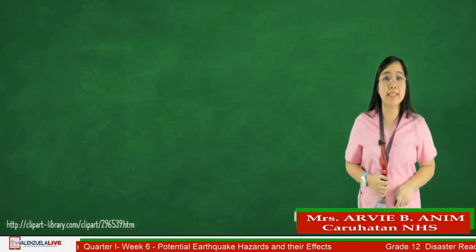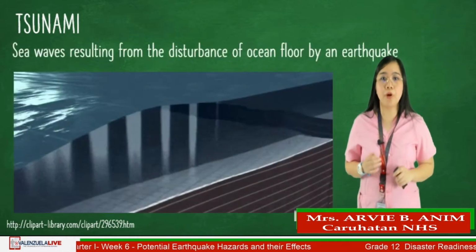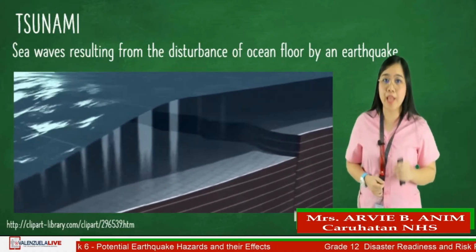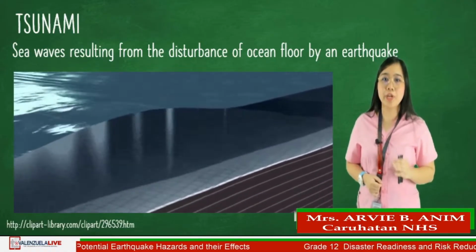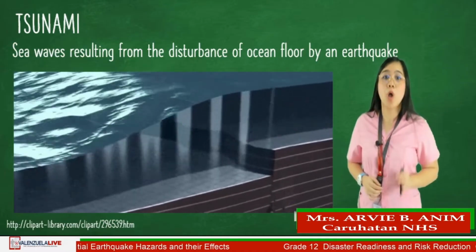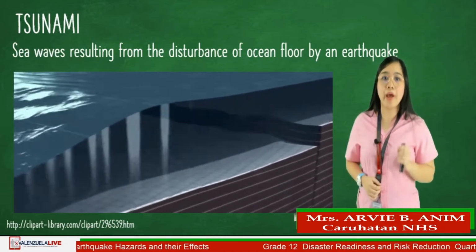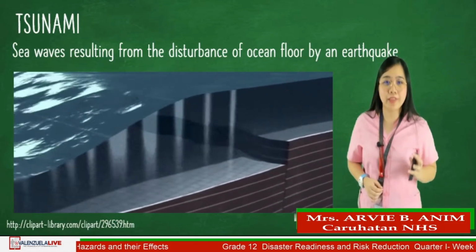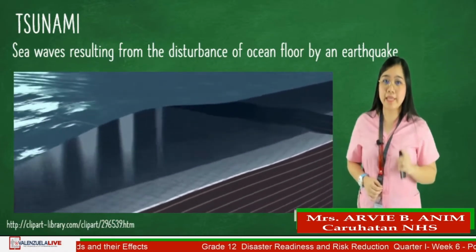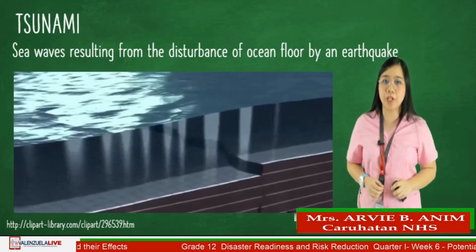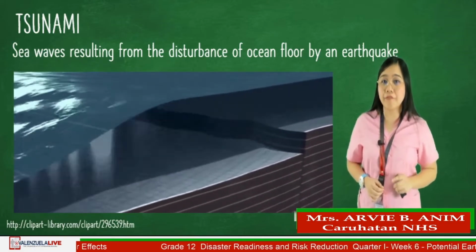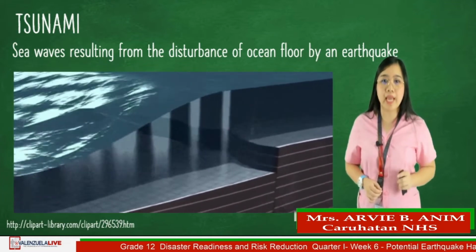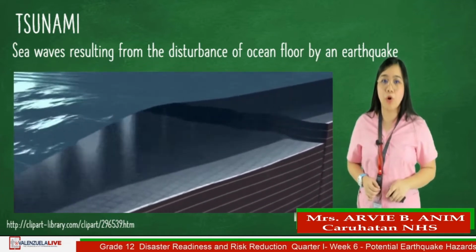The third one is the sea waves resulting from the disturbance of ocean floor by an earthquake called tsunami. This is a series of giant sea waves commonly generated by under the sea earthquakes and whose heights could be greater than 5 meters. Examples of recent tsunami events in the Philippines are the August 1976 Moro Gulf earthquake and tsunami and the November 1994 Oriental Mindoro earthquake.